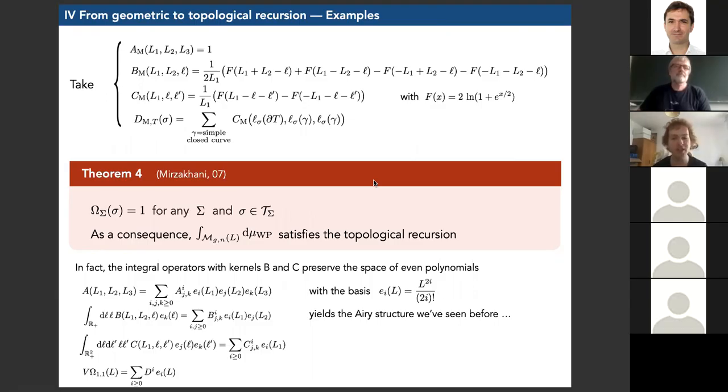For the Kontsevich case, you have to do something a bit different, which is something that we do in a recent work with Andersen and a group of PhD students and postdocs in Bonn. But the idea is always express the constant function 1 from geometric recursion, integrate it. That implies topological recursion. And if you decompose what you obtain here on the basis of polynomials, you find back the coefficients of the Airy structure that I explicited before.